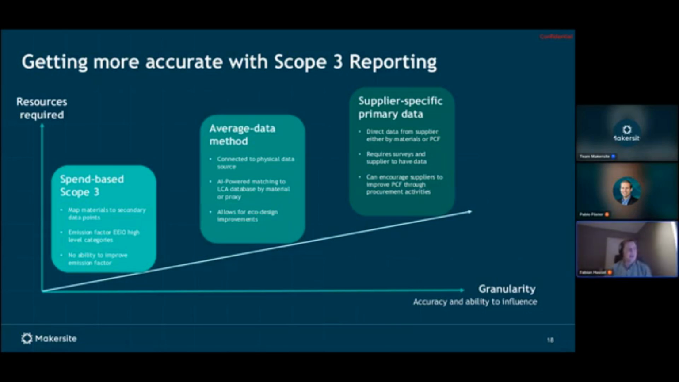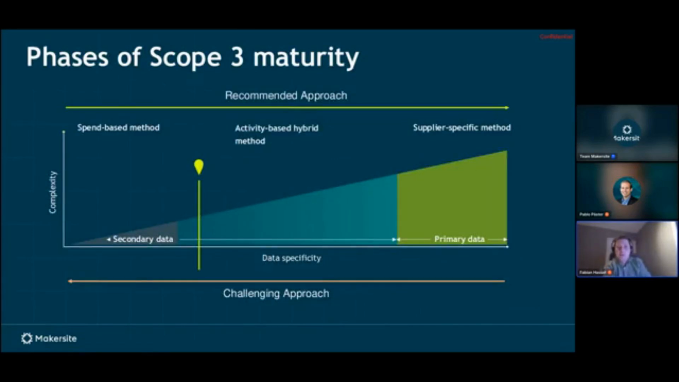In practical reality, just a second, I need to find the click. Yeah, here we go. In practical reality, that means the typical reporting of Scope 3 starts somewhere where this yellow bar is marked. This is an approach which is to a large degree spend-based. There are some activity-based factors in it. And then there is maybe also even already some primary data involved in this result. And now the question comes, what will I do next?